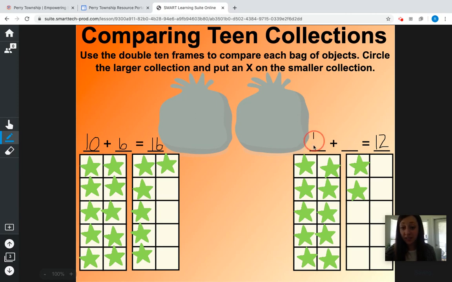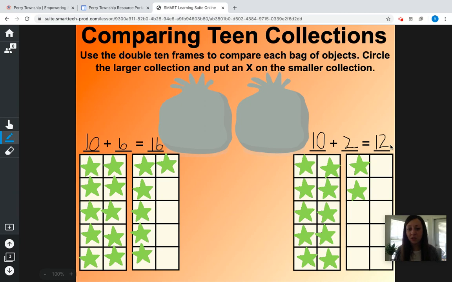10. Very good. We have 10 because we know when that's all filled up, that means we have 10. How many do we have on our second 10 frame? 2. Good job. So we have 10 plus 2 equals 12. Is that correct? Yes. Okay, so now let's look at the two.